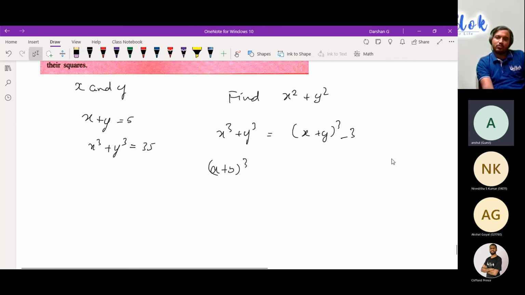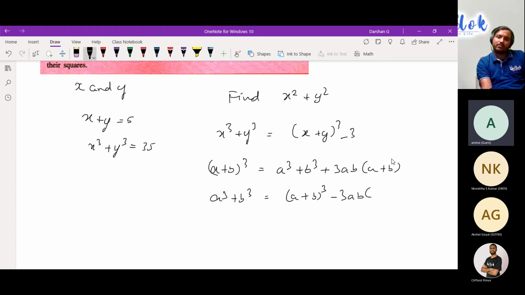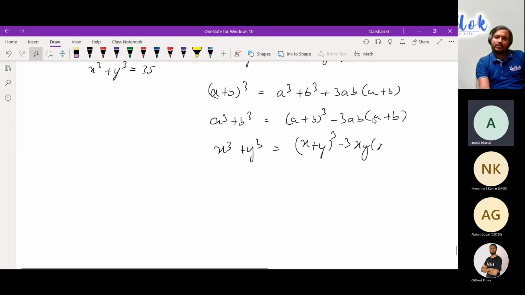If I have a plus b the whole cube, what is the formula? a cube plus b cube plus 3ab into a plus b, right? Yes. Use this to find a cube plus b cube. So it is a plus b the whole cube minus 3ab into a plus b. When I put it for x and y, it is x plus y the whole cube minus 3 into xy into x plus y. Find for xy and tell me the answer first.